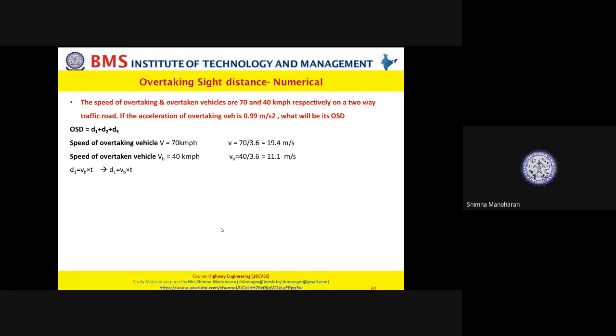Velocity into time. What is VB? Velocity of the vehicle. Which velocity? Should we take 70 or 40? 40, ma'am. Yeah, 40. Good. And T, what should be T? What time is that? Two seconds, ma'am.